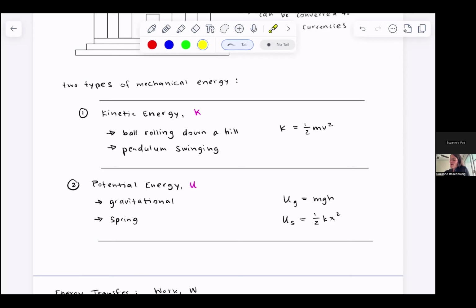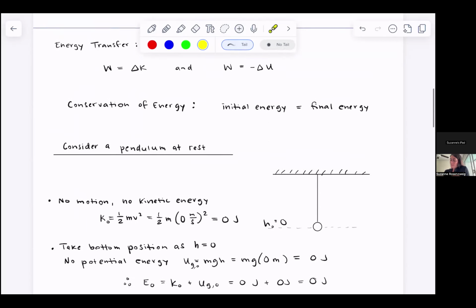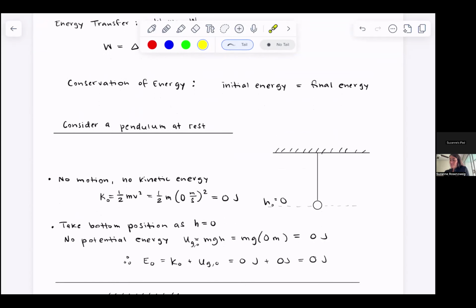That is multiplied by x squared, where x is the distance that you've either pulled the spring or compressed it, right? There's always that equilibrium position where if you leave a spring alone, it'll sit at that length, and then how far you stretch the spring or compress it, that's going to be x. So energy can be transferred, and that's how we get work. Work is either the change in kinetic energy, or it can be the negative of the change in potential energy. Now, energy must be conserved, and that means that the initial energy must be equal to the final energy.